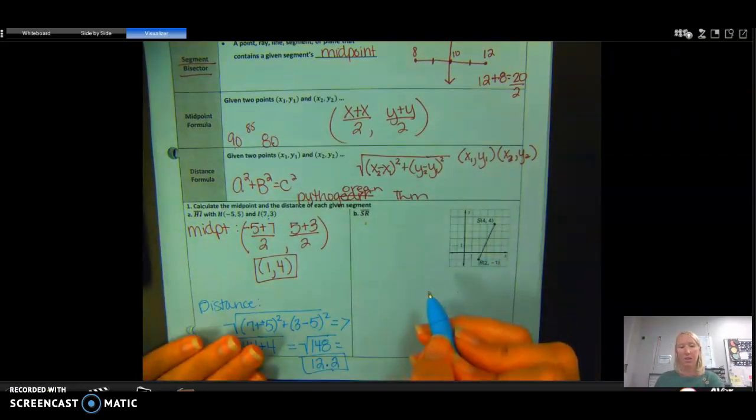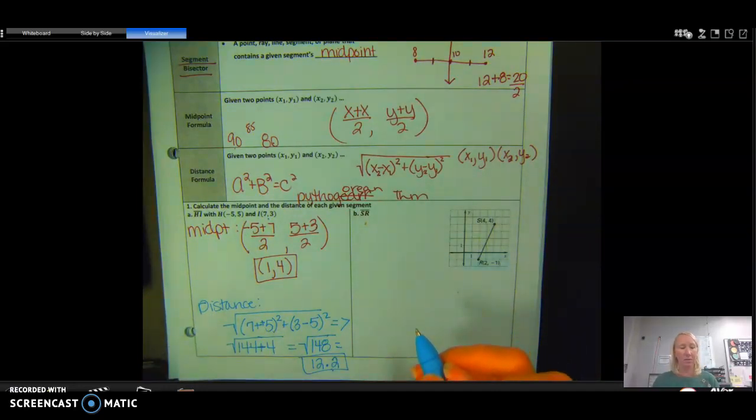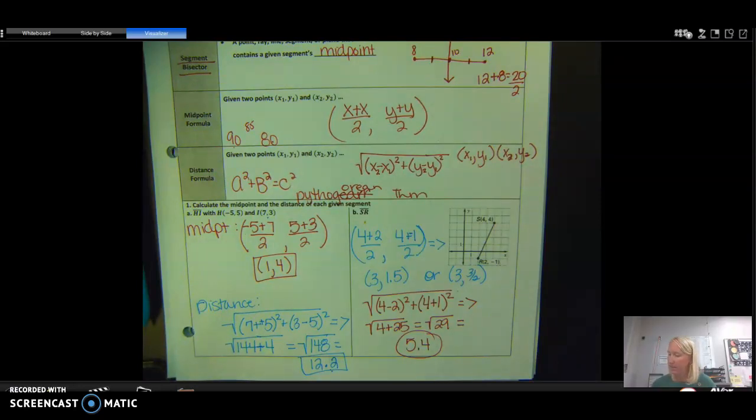I want you to pause me, try to find the midpoint and try to find the distance, and then unpause me. Okay, so here are my answers. I got 3, 1.5, or 3 halves. Same thing, right? For the midpoint, add my x's, divide by 2, add my y's, divide by 2.